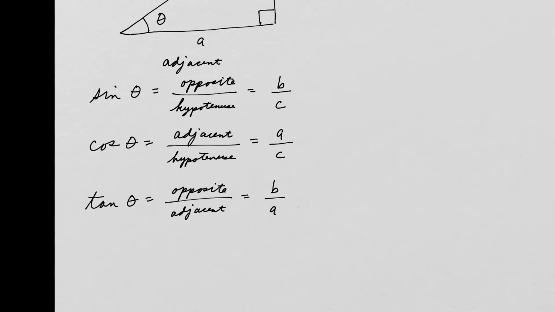Now, when these words are written out, sine, cosine, and tangent, sine is actually S-I-N-E, but we abbreviate S-I-N. Cosine is C-O-S-I-N-E, and tangent is T-A-N-G-E-N-T. Okay, but they're abbreviated S-I-N, C-O-S, and T-A-N.